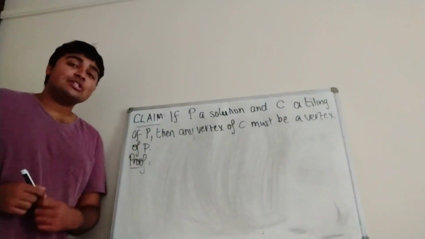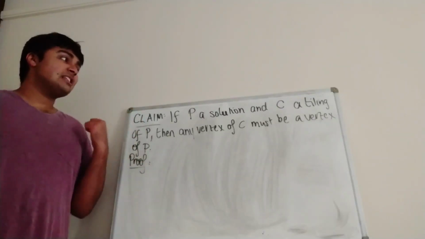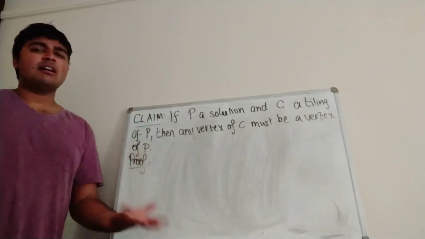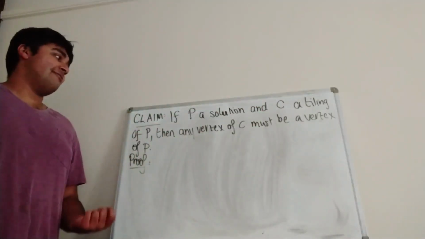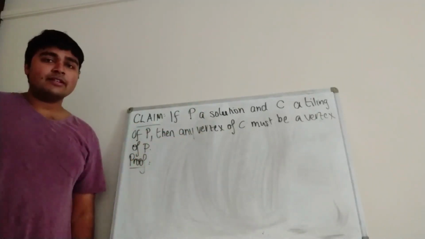Okay, so the next thing I want to do is make a claim and then prove that claim. And that claim is if P is a solution to our problem, so P is a convex polygon, it has at least one tiling but only a finite number of tilings, then, and we have C being a tiling of P, then any vertex of C must also be a vertex of P.